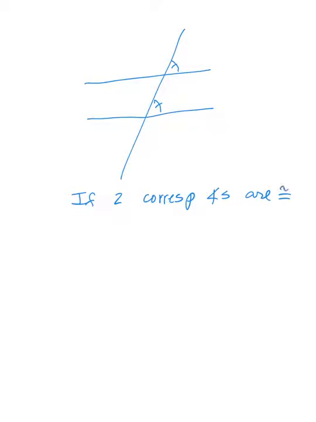are congruent, the lines are parallel. So I can conclude that those two lines are parallel. All right? Before, we learned if the two lines are parallel, the corresponding angles are congruent. Now we're just learning it in the opposite direction. It's not a big deal.